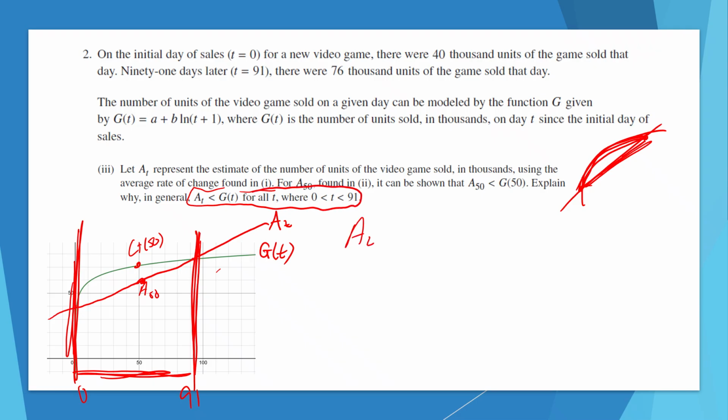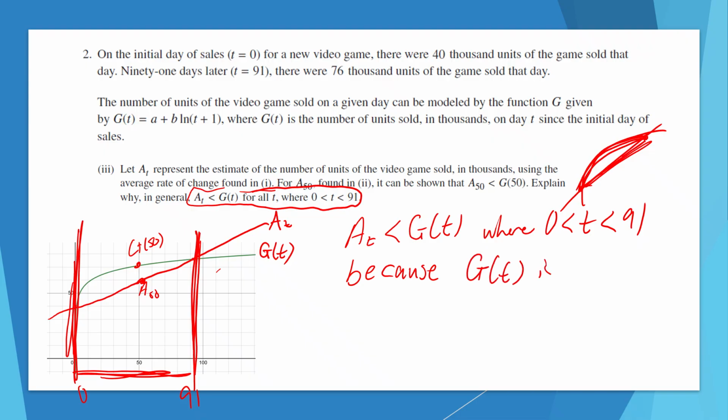So here I would say A of t is less than G of t, where t is between 0 and 91. And then I'm going to say this is because G of t is, and the first thing I want to do is talk about the concavity of that regression function. So G of t is concave, and then here it's hard to see, but it's a downwards U shape, so concave down.